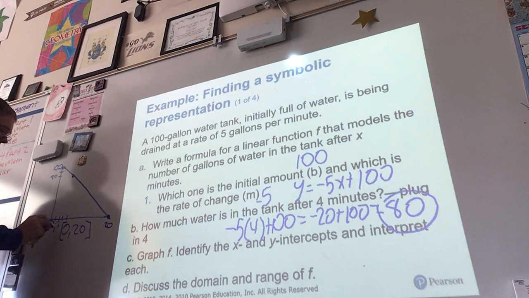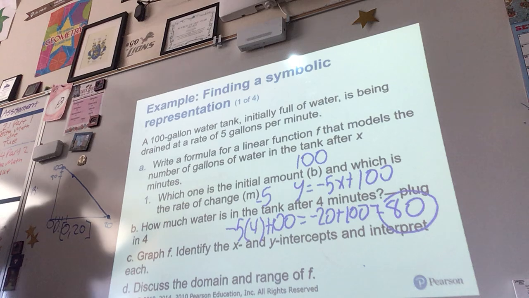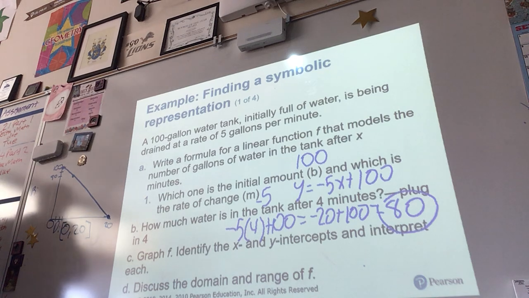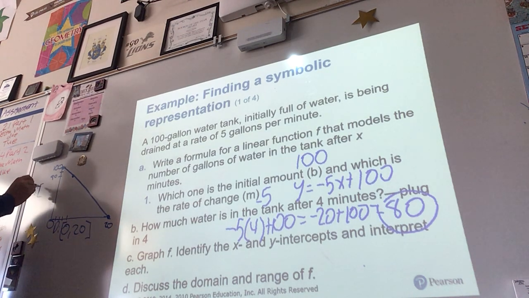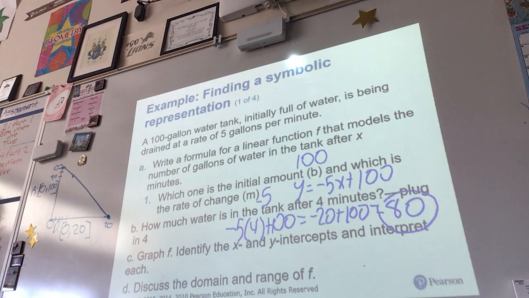That's my domain. Let's talk about our range. So Ashlyn, how many would I have? What's the most amount of water I can have? 100 gallons. And what's the least? 0. Because we can't have negative amounts of water. But I also can't put more water in than the tank holds. So 0 to 100 would be my range, that's the amount of water I can have.